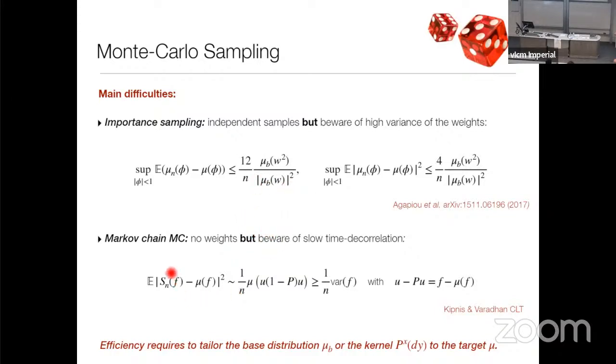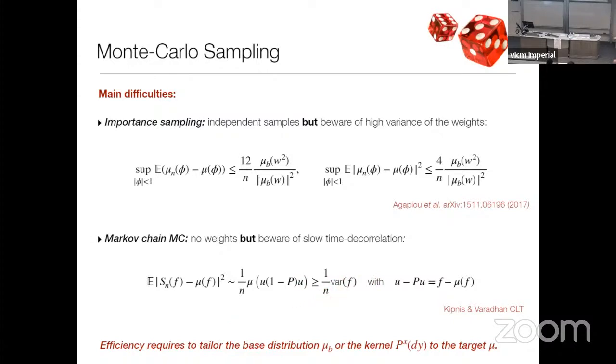In the case of the Markov chain, there are no weights, but there's a trade-off, which is that they can have a very slow decorrelation time, and that you can quantify using the Kipnis-Varadhan CLT. I wrote a version over here, which essentially says that if your kernel is badly chosen, the samples will decorrelate very, very slowly, which means that the bound that you have by the variance of f as an estimator is typically very far from being reached.